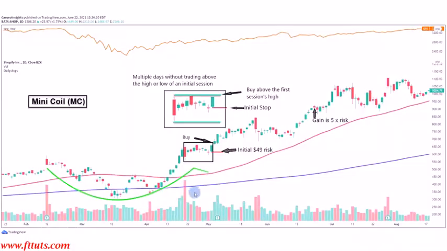And you look here, again, similar to Roku, Shopify broke out of this huge cup base. And here the handle is what traditionally is called a high handle, in that the handle, the sideways period, took place above the left side of the base.